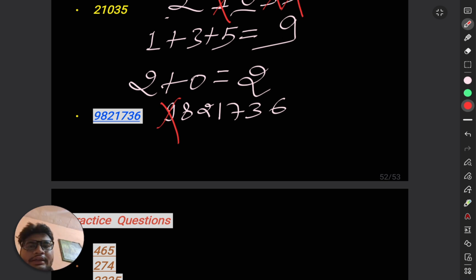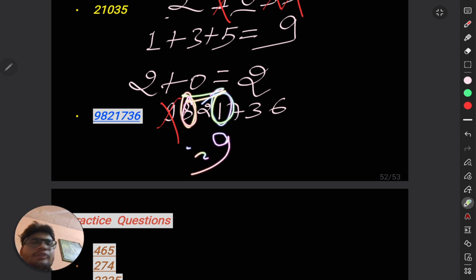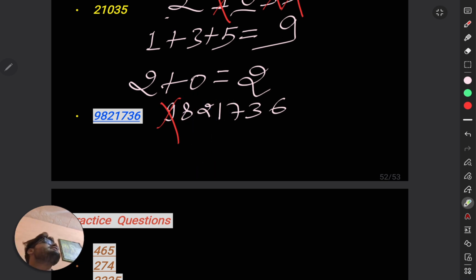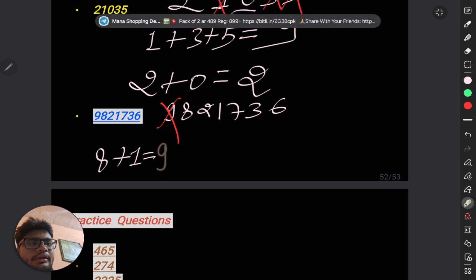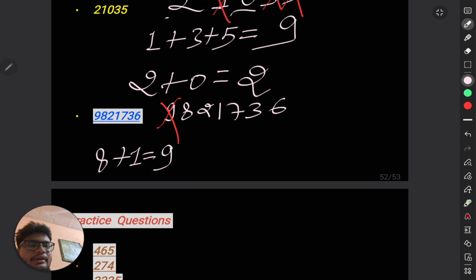Then we will see here is 8. To make 8 into 9, we have to add 1. So is 1 available in this number? Yes, here is 8 and 1. 8 and 1 will be 9 on adding. Okay, so we have to add this number. 8 plus 1 is equal to, what will be the answer? 8 plus 1 is equal to 9. Okay, so then we have to cast out these 8 and 1.